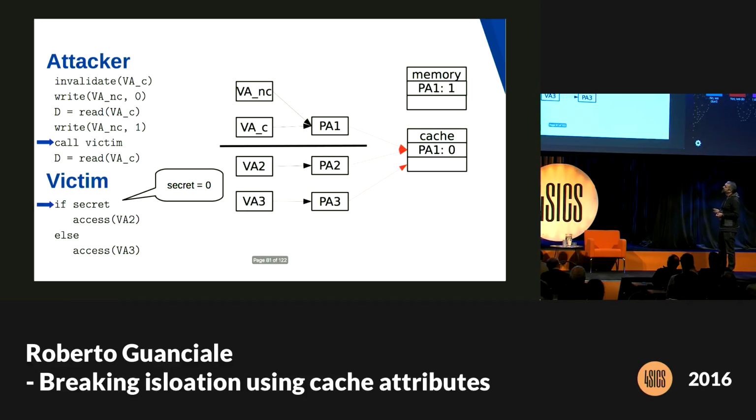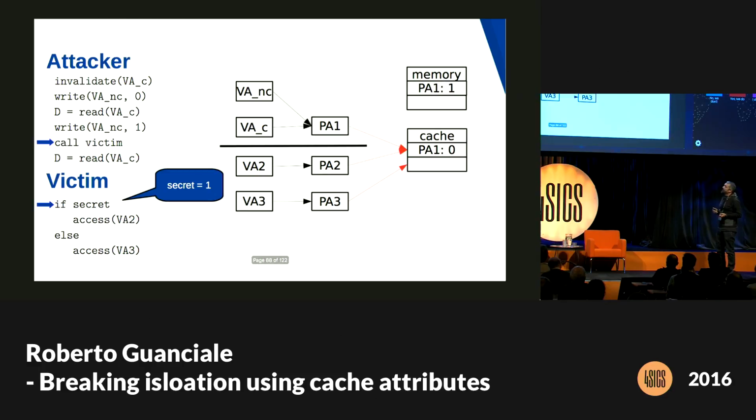So the victim is executed. Let's say the secret is 0. So we go to the other branch. We access the virtual alias V83, so we access this cache line. We read from the cache. The original value is not affected. Nothing is evicted here from the cache. We go back to the attacker. The attacker reads this line, again using the cacheable alias. It reads 0 from the cache.